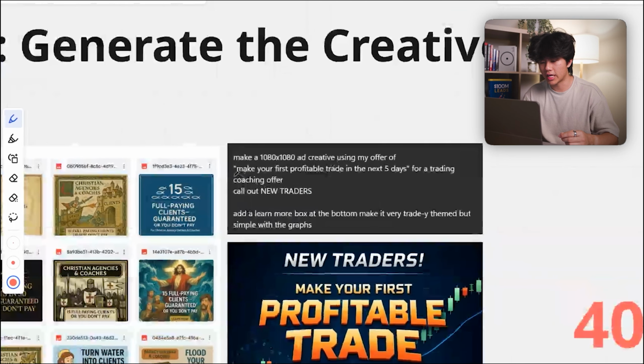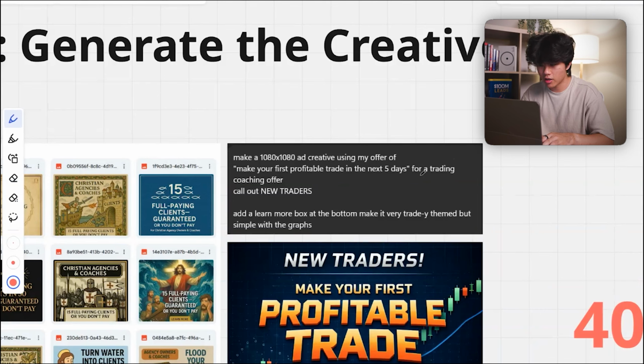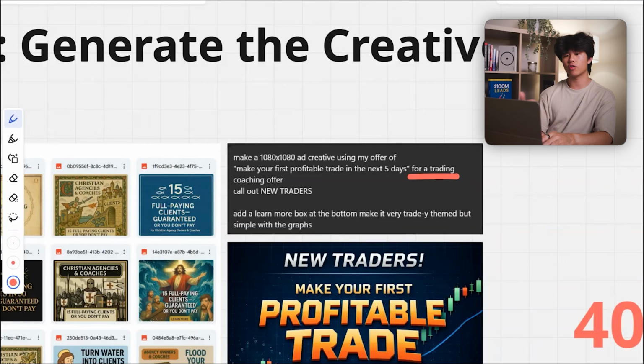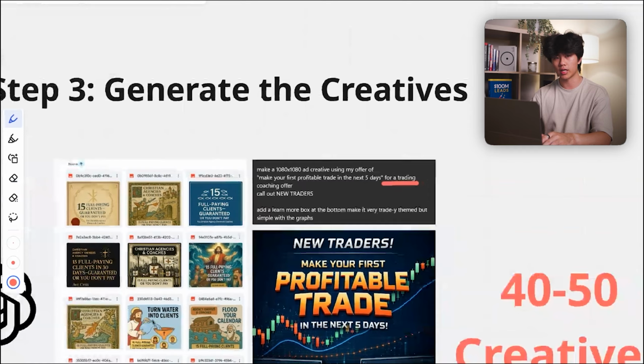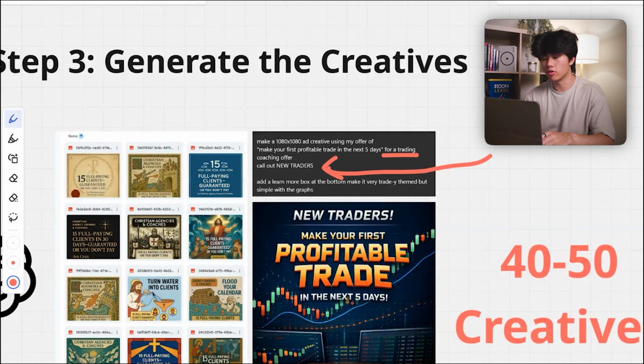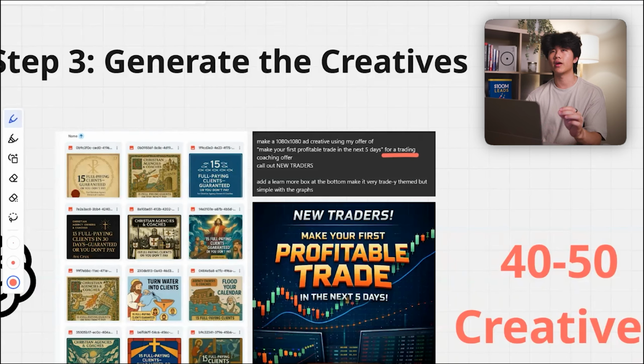So just use the offer that you made for a trading coaching offer or whatever your service is, and then ask it to call out the specific ICP. For example, let's say you're targeting agencies and coaches, or maybe Christian agency and coaches, which is what we targeted. So with whatever offer that you're running, you want to make sure that you call out your ICP. So just as an example here, you can see I called out new traders, and then ask it to add a learn more box at the bottom and make it very industry or service themed, right?